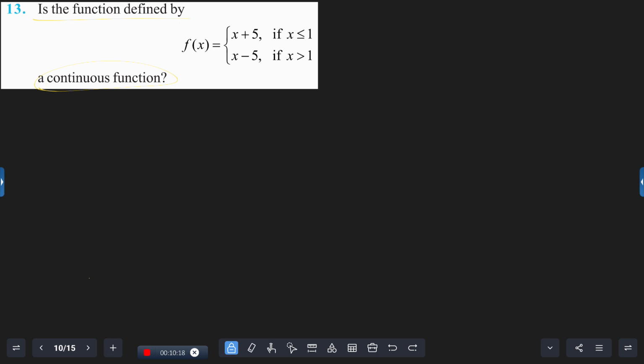Here the interval is given, x less than or equal to 1, x greater than 1, but at the point what is not mentioned. So 3 cases we have to go: plus infinity, minus infinity, 1. So 1 below, approaching from the left, approaching from the right, and at the point of 1. First, let's take x is equal to c, let c be any real number.